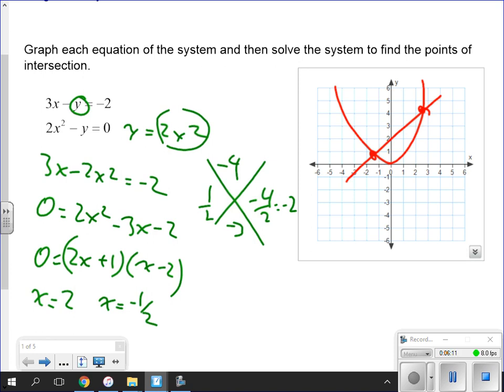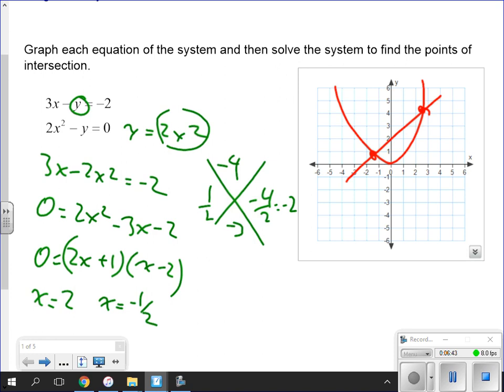But what else do I need? I need my y's. I need the y's that go with my x's. And that's easy enough to do. What do you do? Just take those two numbers, plug them back into either equation. Really doesn't matter. I think this one here that I rearranged is perfectly fine. Why not? I already get y equals, right? Just plug in 2, plug in -1/2 into that. I've got to plug them both in and figure it out. But it doesn't matter which equation I put them into.